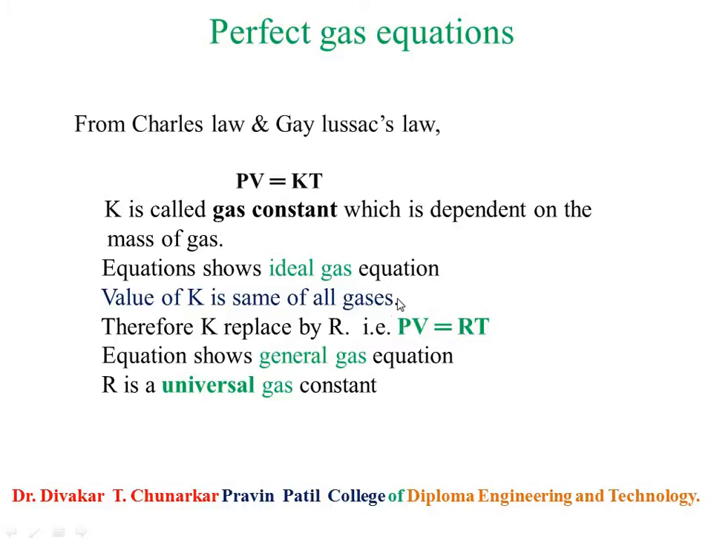The value of K is the same for all gases, and therefore instead of K we write R. So our equation becomes PV equals RT, and this is the general gas equation. The ideal gas equation is PV equals KT; we replace K because its value is the same for all gases, so we can write R.